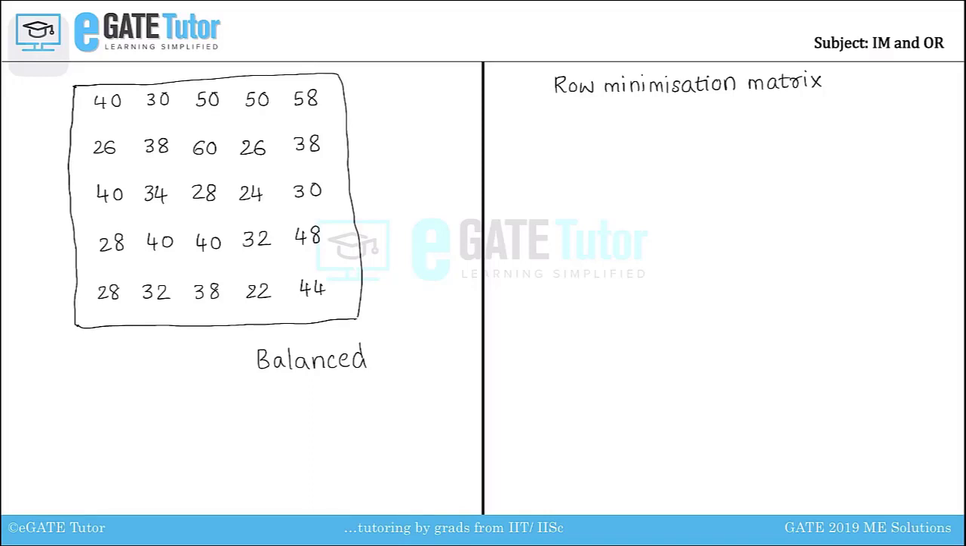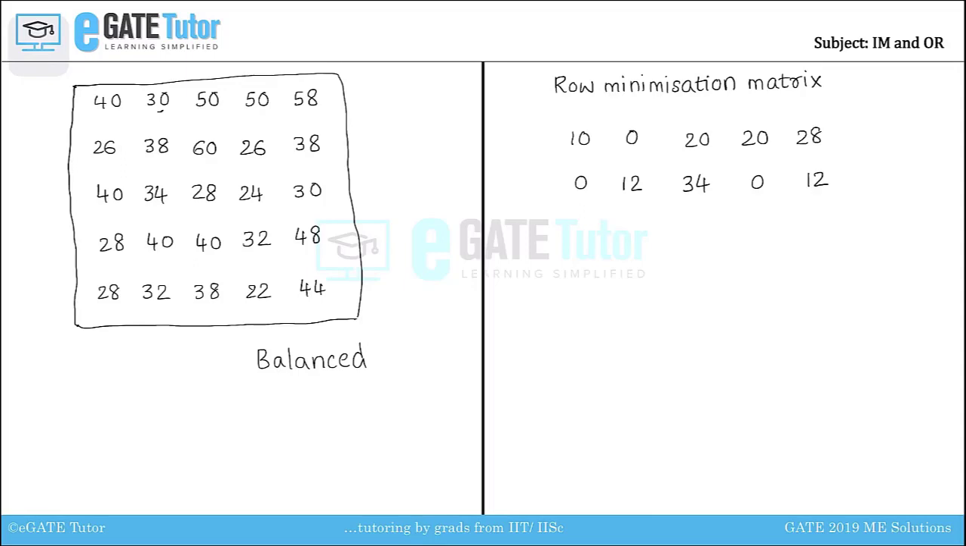When we take the first row, the minimum value is 30. So 30 is to be subtracted from all the 5 elements of the first row. When we do that, we get the first row as 10, 0, 20, 20 and 28. In the second row, the minimum value is 26. So we subtract 26 from all the 5 entries of the second row, and we get 0, 12, 34, 0 and 12.